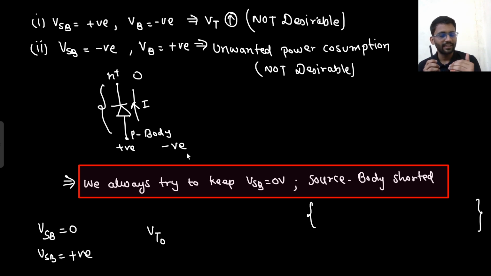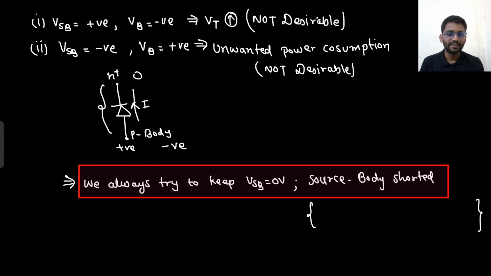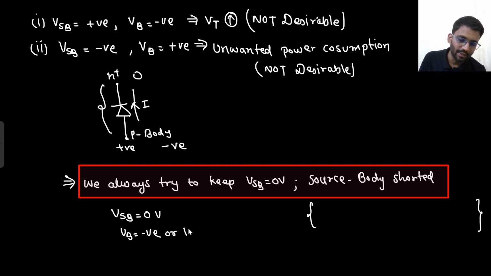If the source and body are reverse biased, I will get higher VT, I will get lesser current, but at least I will not have unwanted power consumption. So I will not say that I am keeping it at minimum forward bias. I will try to keep it at reverse bias. My first target would be VSB shorted. If I am not able to achieve that, I will keep VB to be negative or VSB to be positive, because I want my source to body diode to be reverse bias.